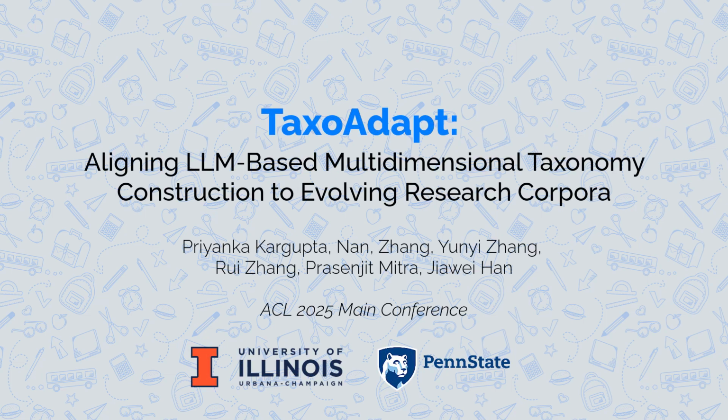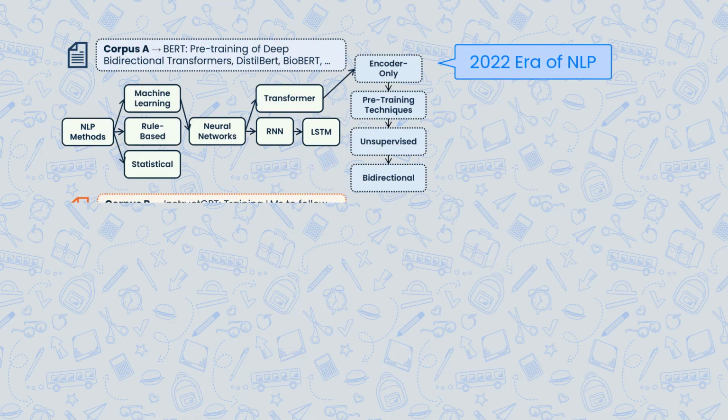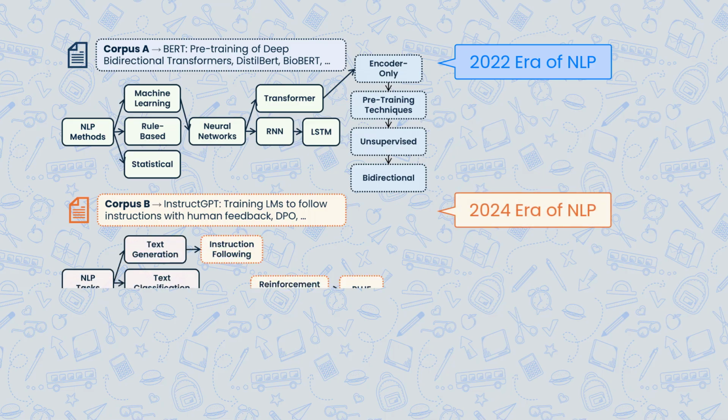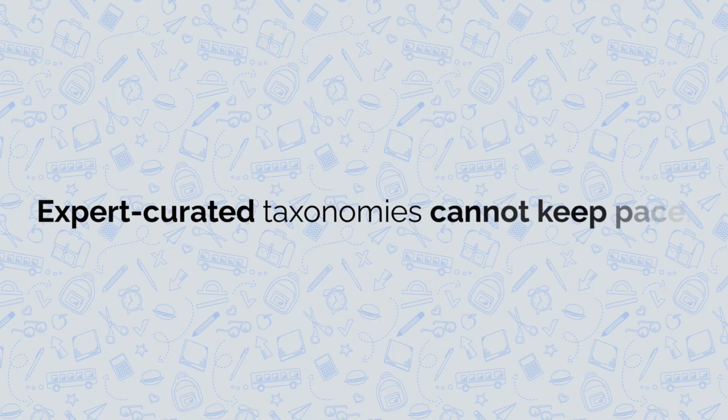We present TaxoAdapt, aligning LLM-based multidimensional taxonomy construction to evolving research corpora. The rapid growth of scientific literature makes organizing and retrieving domain knowledge increasingly challenging. Existing expert-curated taxonomies can't keep pace.